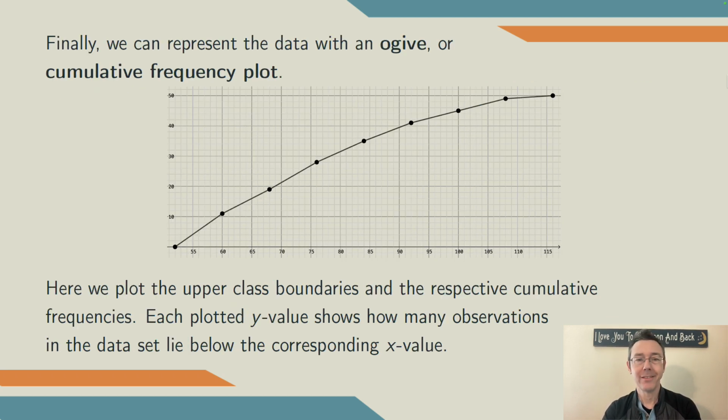Finally, we can represent data with an ogive, also known as a cumulative frequency plot. And here on the x-axis, we're putting upper class boundaries, and on the y-axis, we're putting cumulative frequencies. So each plotted y value shows how many observations in the data set lie below the corresponding x value. By the time you get to the far right on this plot, you should get the y value to be the total sample size in the data set.